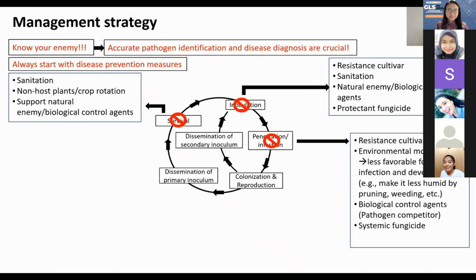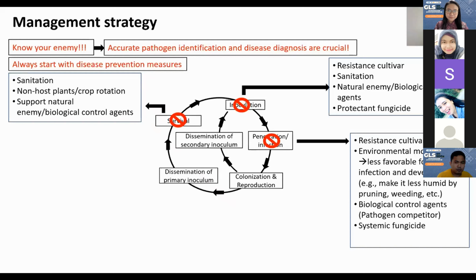Okay. In this stage, penetration or infection stage, protectant fungicides might not be helpful, as I mentioned previously, that protectant fungicide is functioning as a layer, as a border to prevent pathogens from infecting the plant. But if the pathogen is already inside the plant, then protectant fungicide might not be helpful.